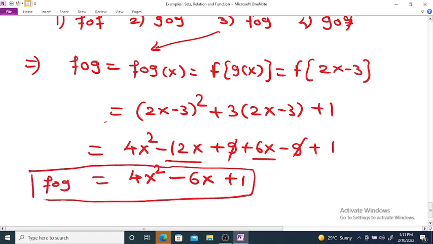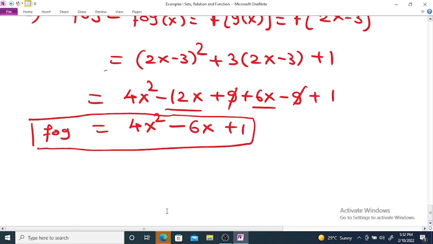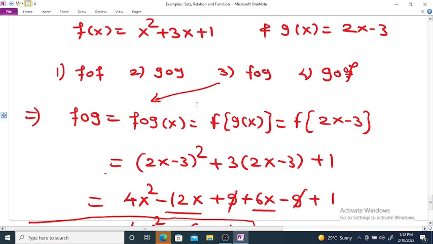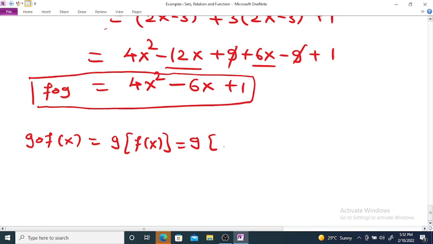Next we want to determine the formula for g o f. So g o f of x is equal to g of f of x, which is equal to g of what is f of x? f of x is equal to twice x square plus thrice x plus 1, and which is equal to, now what is g?